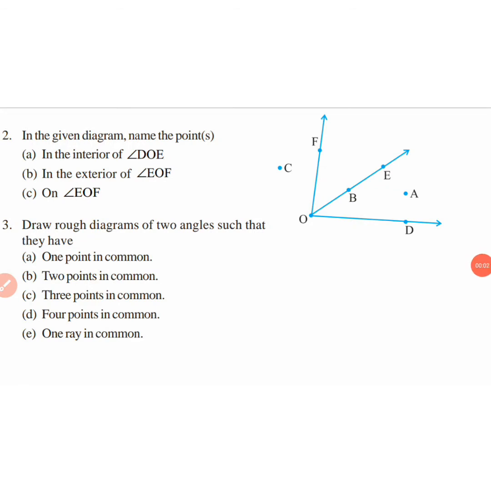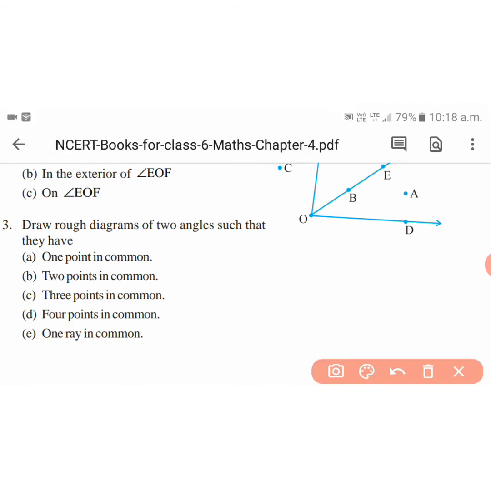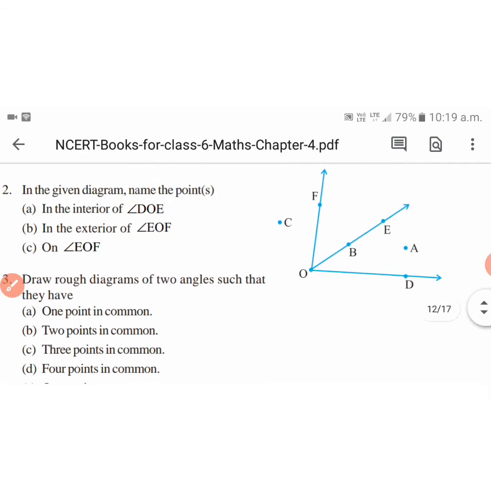Question number 2. In the given diagram, name the points. A part. In the interior of angle DOE. So, this is angle DOE. What is the interior point of angle DOE? The interior of angle DOE is point A.